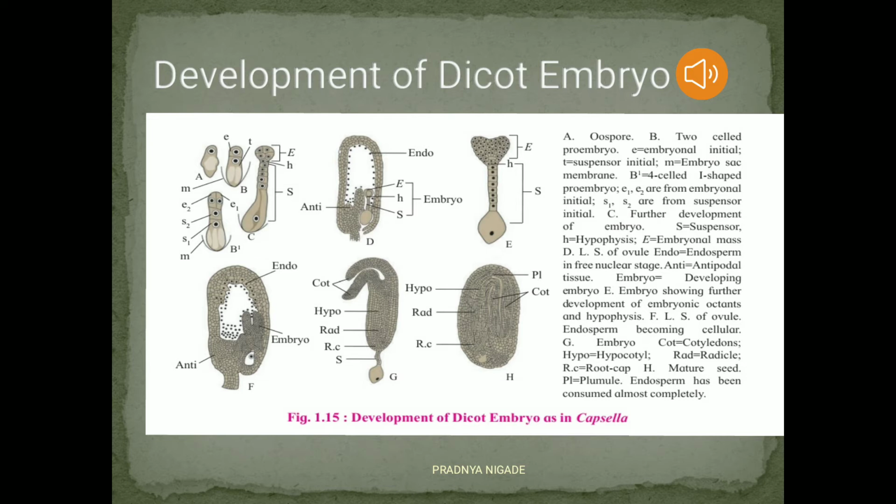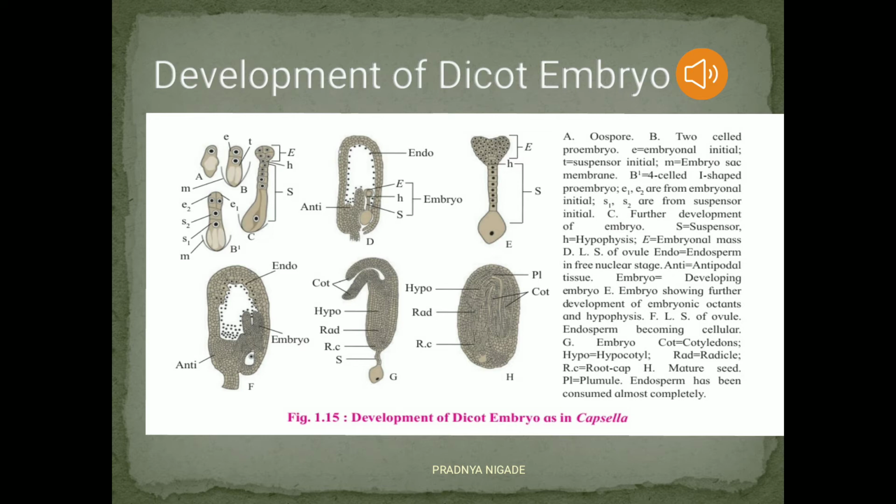The suspensor cell divides transversely, means horizontally, in one plane, and it produces a filamentous suspensor of 6 to 10 cells. The first cell of the suspensor towards the micropylar end becomes swollen and functions as the haustorium. The lowermost cell of suspensor is known as hypophysis, which is shown by the small letter h in the diagram. The suspensor helps in pushing the embryo into the endosperm to ensure the nutrition of the embryo.